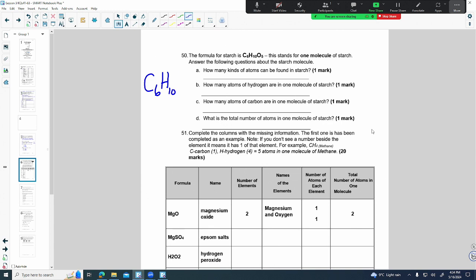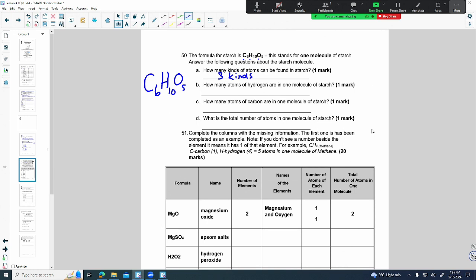C6H10O5. The first question says, how many kinds of atoms can be found in starch? Remember, the atoms are the capital letters, because they signify what the atoms are. So C stands for carbon, H stands for hydrogen, O stands for oxygen. So how many kinds? There are 3 kinds of atoms found in starch.